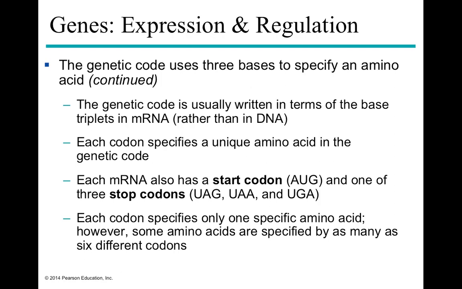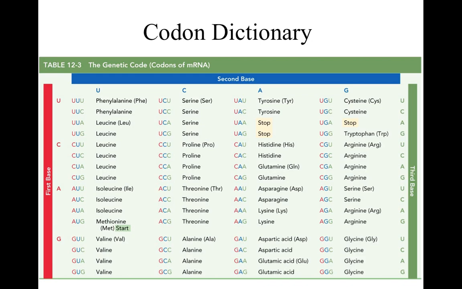Right? And as I mentioned, each codon specifies only one amino acid, but multiple codons can specify the same amino acid. Some amino acids are specified by as many as 6 different codons because of the fact that we can make 64 combinations but only have 20 amino acids.